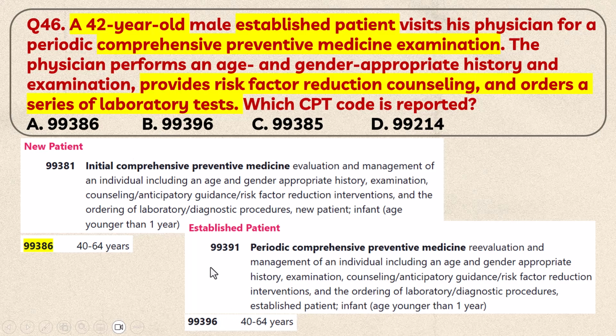Once you read the code description, 99391 is for periodic comprehensive preventive medicine reevaluation and management of an individual, including an age and gender appropriate history, examination, counseling or anticipatory guidance or risk factor reduction intervention, and ordering of laboratory or diagnostic procedures. Established patient, this is the continuation code. So the correct answer will be answer B.